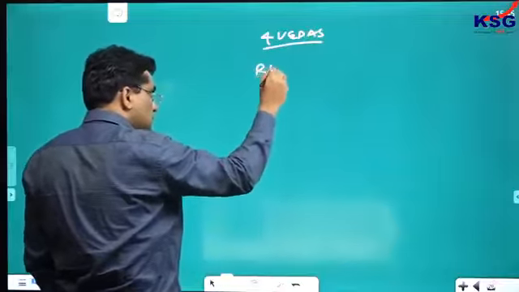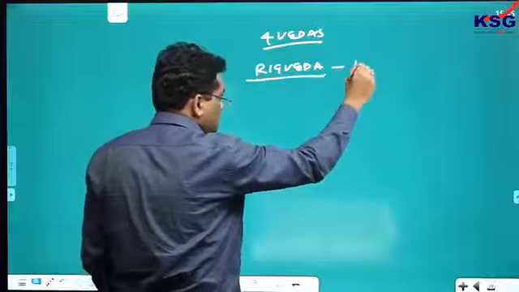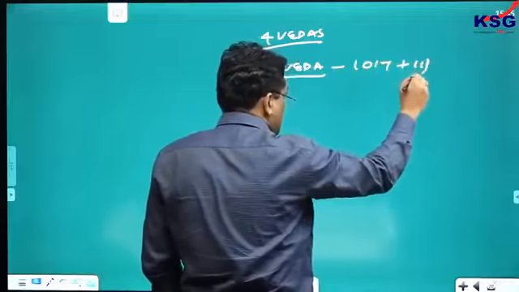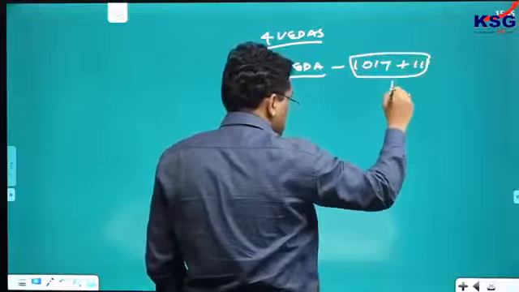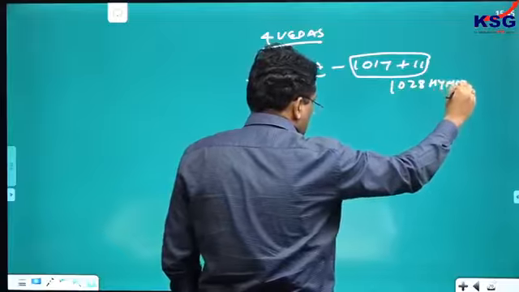Out of the four Vedas, Rig Veda originally had 1017 hymns, 11 hymns were added later, so it became 1028 hymns.